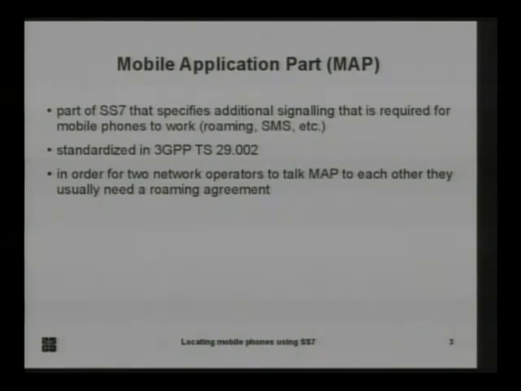And for two network operators to talk MAP to each other, they need a roaming agreement. That means you can't log onto a network where your network operator doesn't have a roaming agreement. So every network operator has to have roaming agreements with every other network operator that he wants his customers to be able to log into.